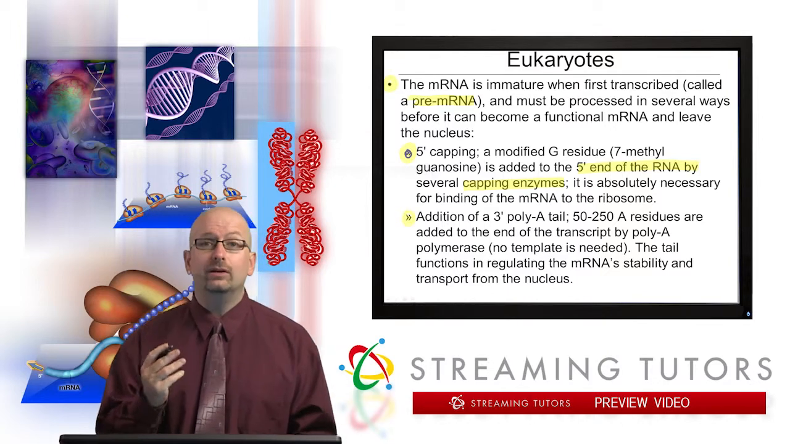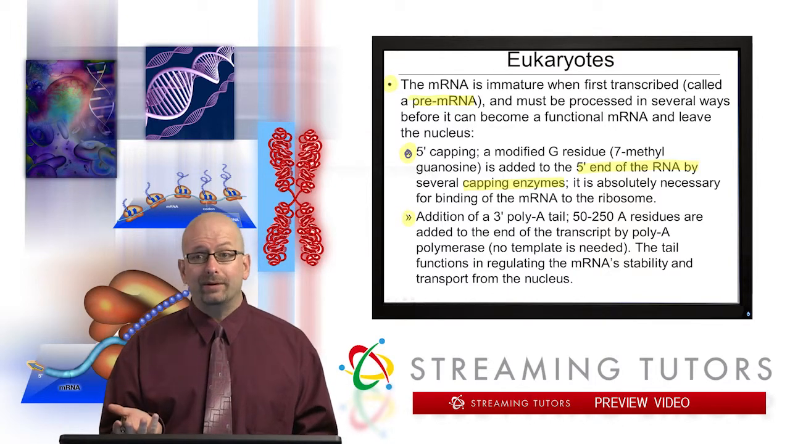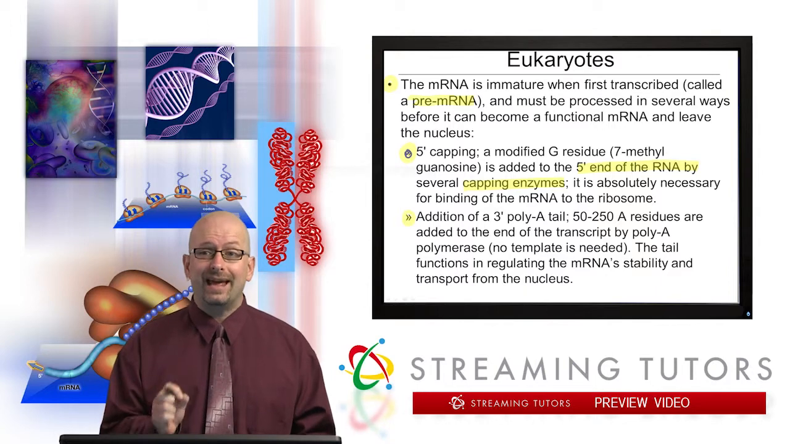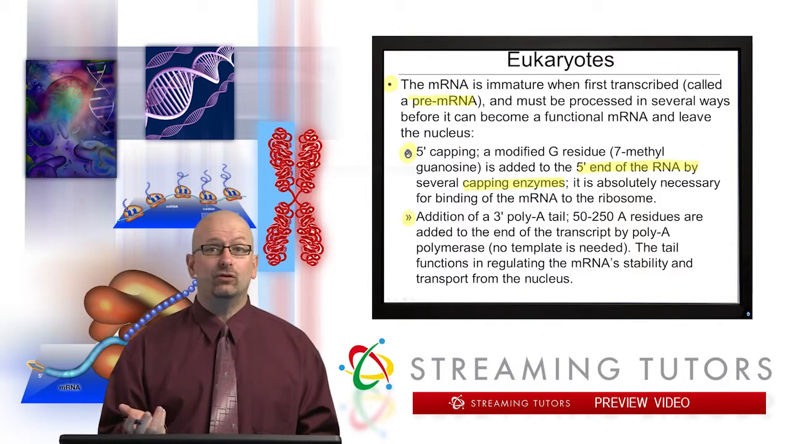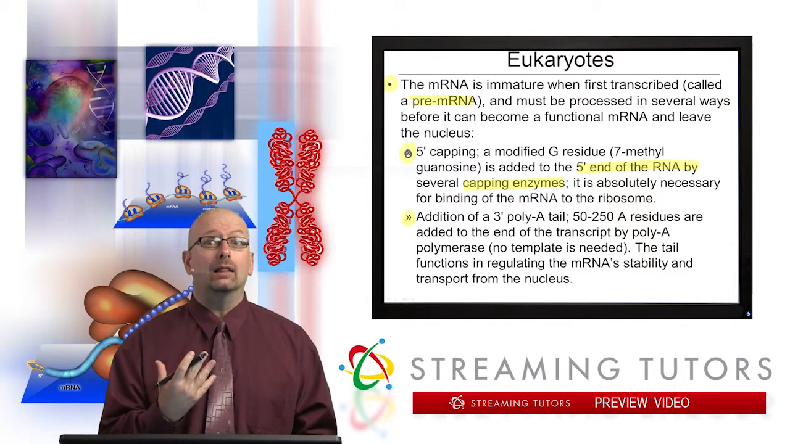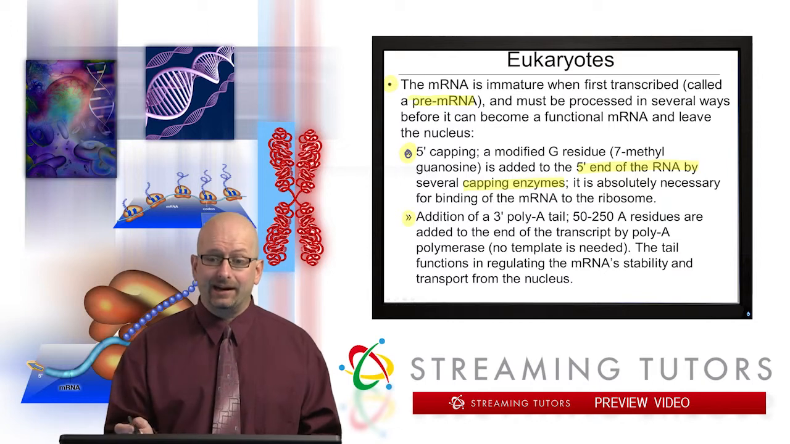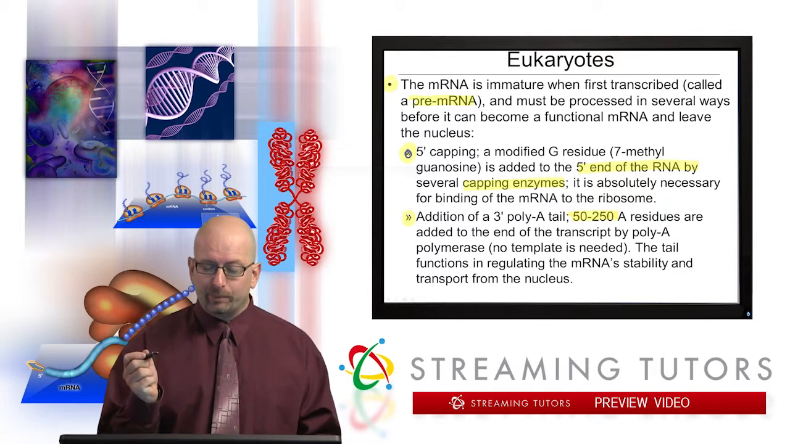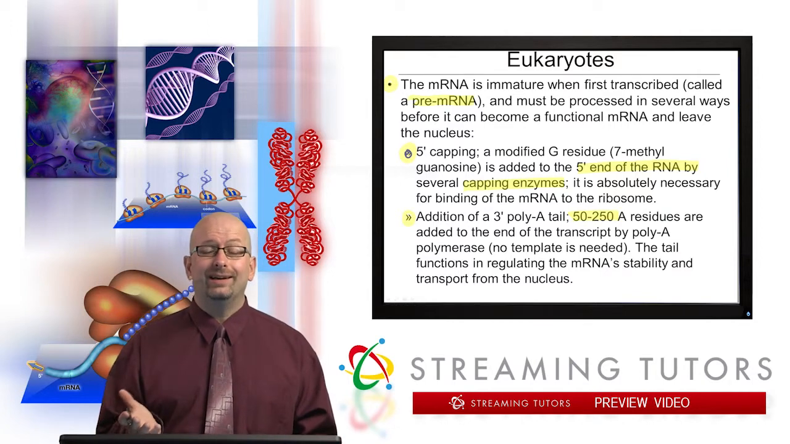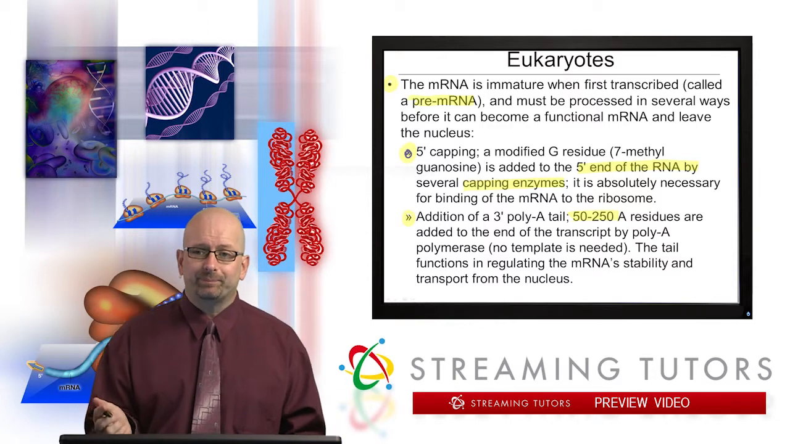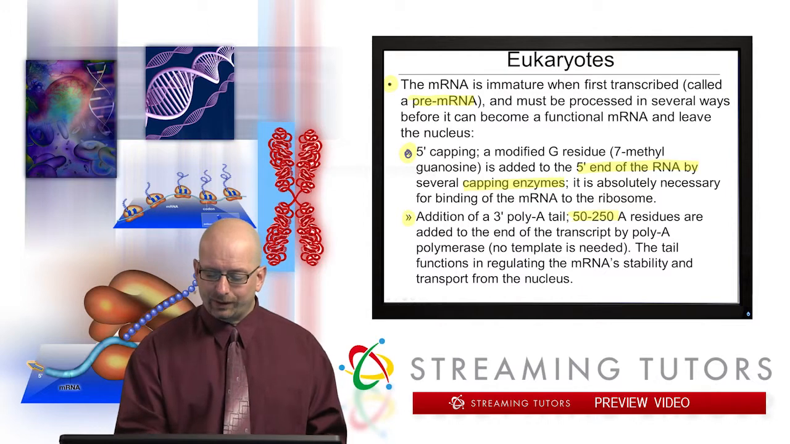Also important is the addition to the 3' end of a so-called poly-A tail. So poly-A just means exactly what you would think. A lot of A or adenosine residues are going to get added on there. Anywhere between 50 and 250, average maybe 200. But so you get this long tail there. They're added to the end of the transcript.